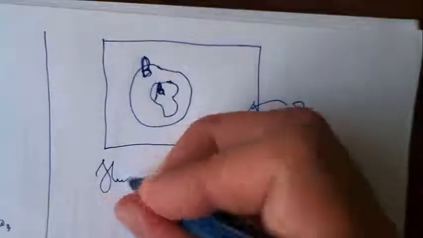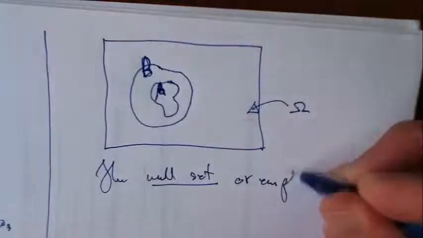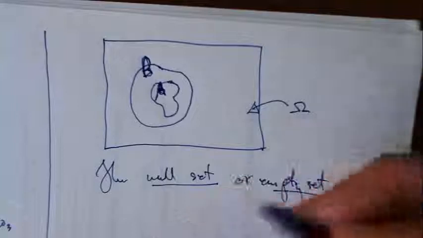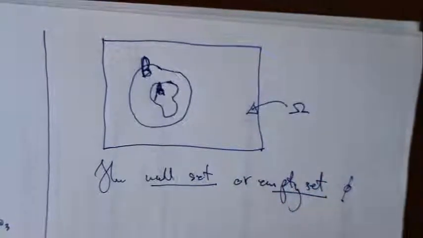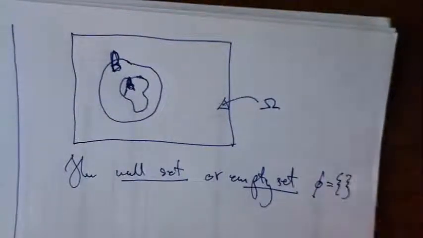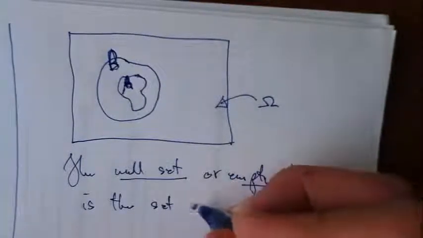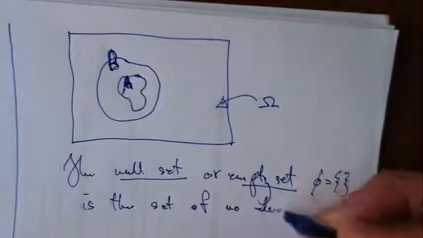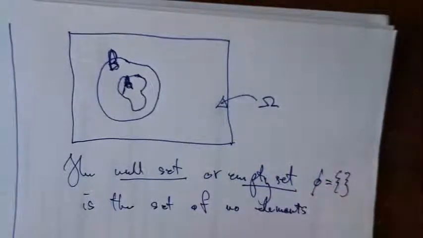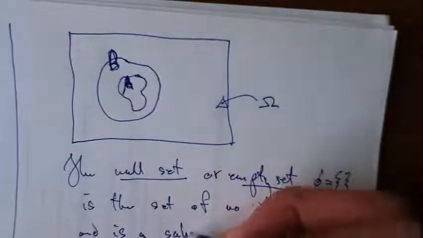The null set, or empty set, gets a special symbol like that. It is the set of no elements. By the way, we'll write our sets using proper set notation with braces. It is the set of no elements, and it is a subset of every set.